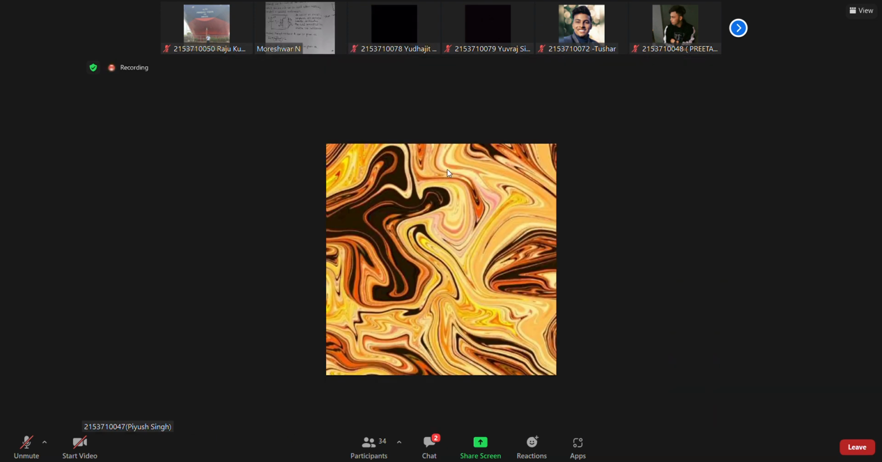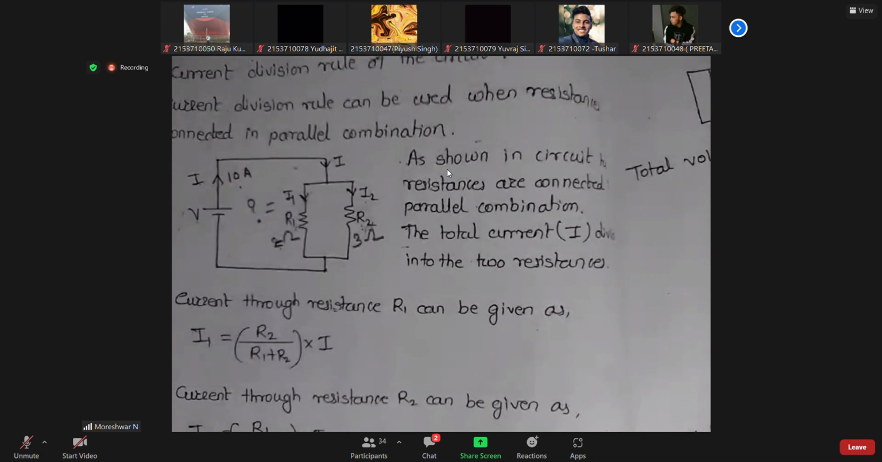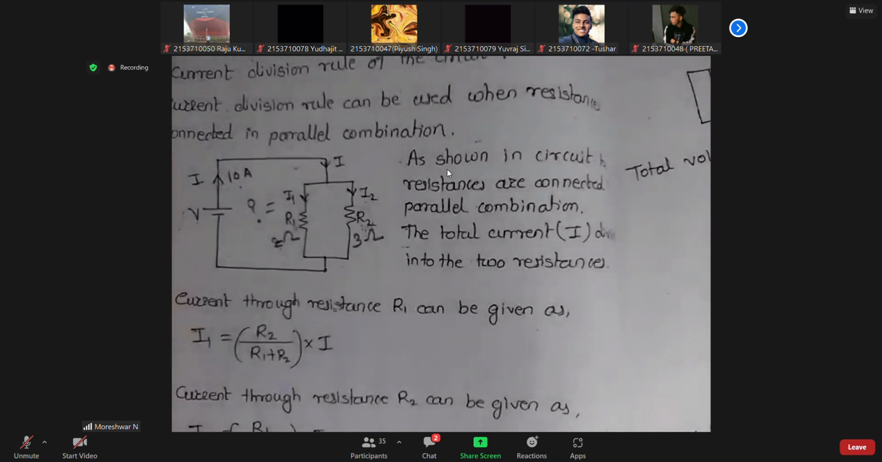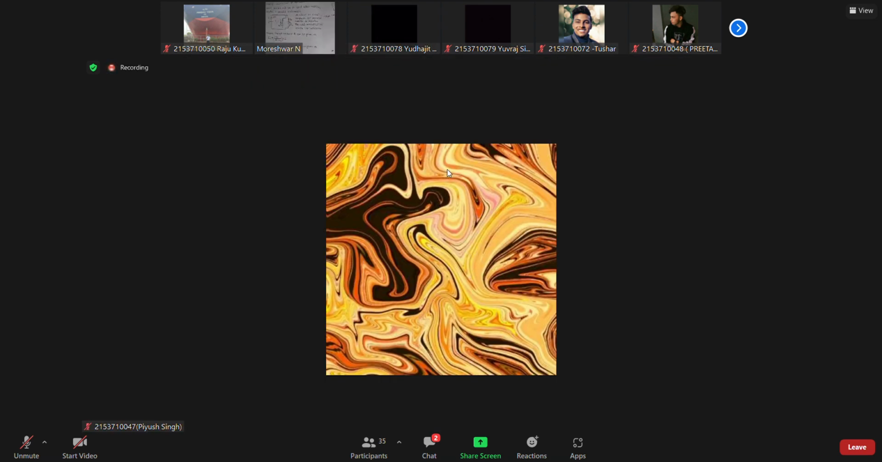Sir, I'm asking, in I1, will there be R1 upon R1 plus R2 or this only? No, the opposite resistance. If you want to calculate I1, you take the opposite resistance, meaning 3 divided by 5, multiplied by the total current. So I1 would be 6. Yes, that is correct, because we have already calculated that the current flowing through R2 is 4 ampere, so the remaining current is flowing through R1. You can take 10 minus 4 also, and you will get 6 ampere. Okay, sir. Thank you.